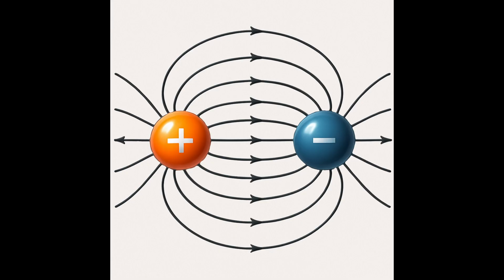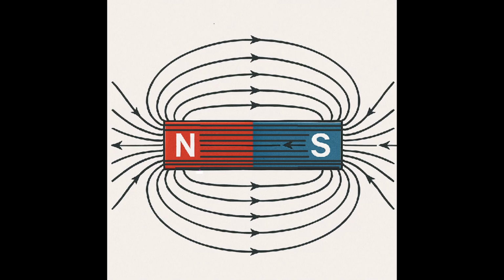This is an example of an electric field. Every electric flux line flows from positive to negative and has a distinct beginning and end. This is an example of a magnetic field. Every flux line is a loop, flows through the magnet from south to north, then out of the magnet and back in, always a continuous loop.